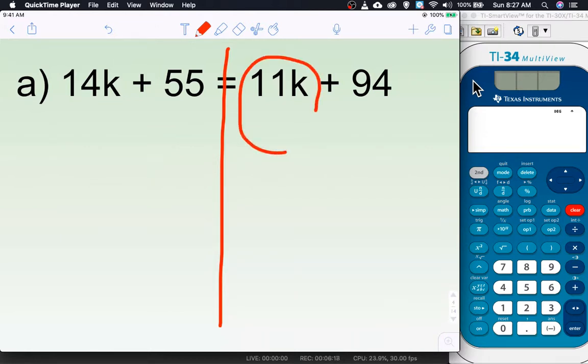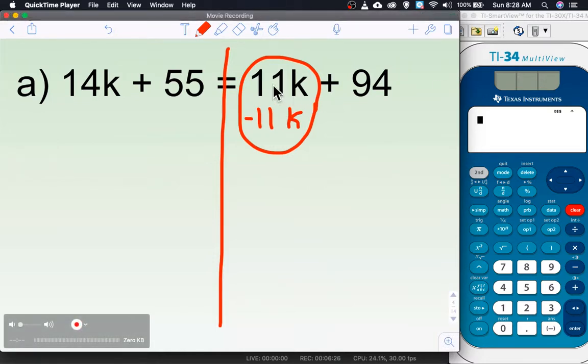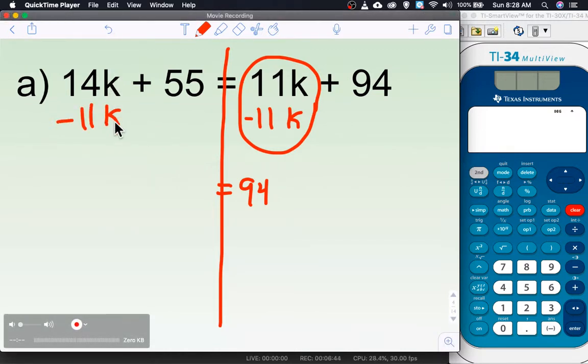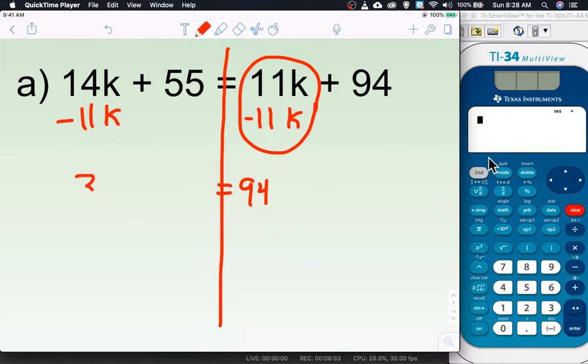So I want to make this go away. Since it is a positive 11k, I am going to subtract it or use a negative. Positive 11k and negative 11k equals 0, and that piece is now gone. I would only have a 94 left on the right-hand side. When I subtract 11k on the other side, you'll notice I lined it up with its like term, k's and k's. So now I'm going to do 14k minus 11k, which gives me 3k. 14 minus 11 is 3. And there's the rest of the equation.